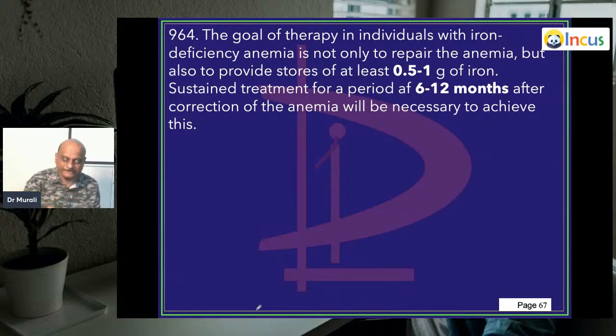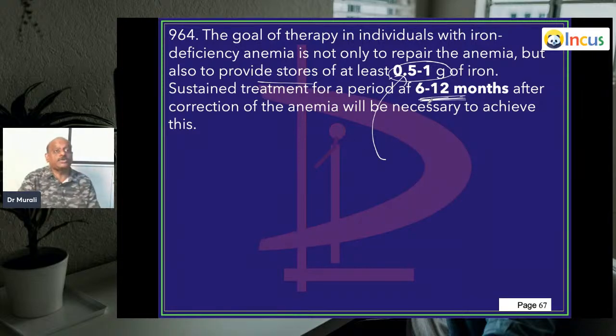So the goal of therapy in iron deficiency is not just to repair the anemia, but also to provide stores. How much stores? At least 0.5 to 1 gram of iron. In order to provide this store, you need to supplement for 6 to 12 months after correction of anemia. A common mistake done by people is that, like antibiotics, they give it for 10 days.